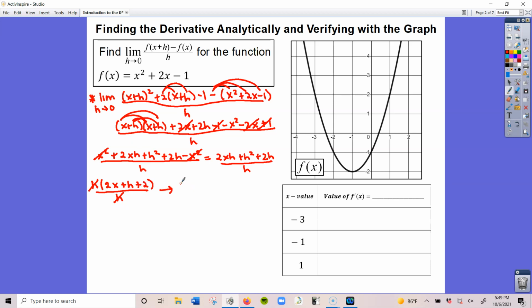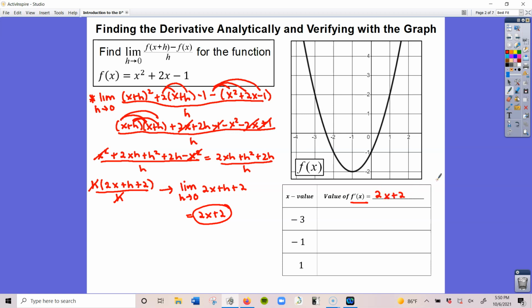limit. So this is the limit as h approaches 0 of what I have left, which is the 2x plus h plus 2. If I plug in 0 for h, my answer to this limit is 2x plus 2. This is my answer. This is the derivative. And a derivative is noted as f prime of x. So the prime looks like a little apostrophe almost, but that just means that this is the derivative of the function, which is 2x plus 2.